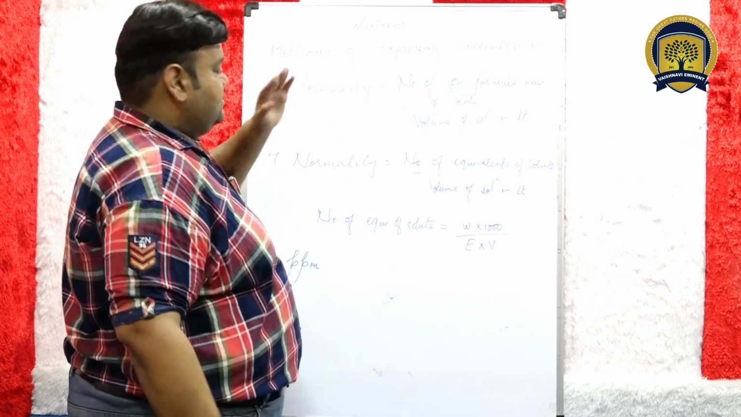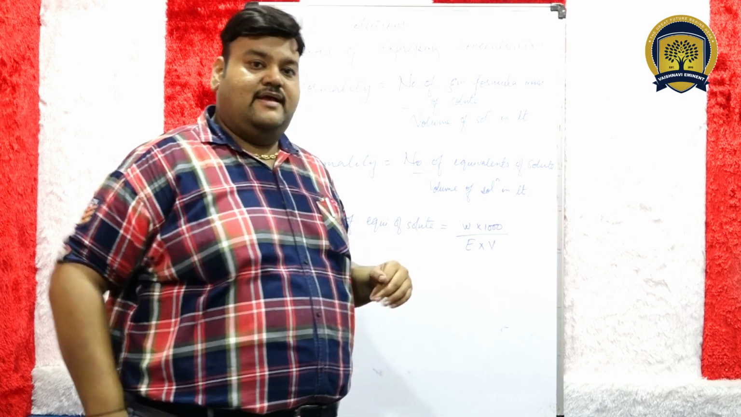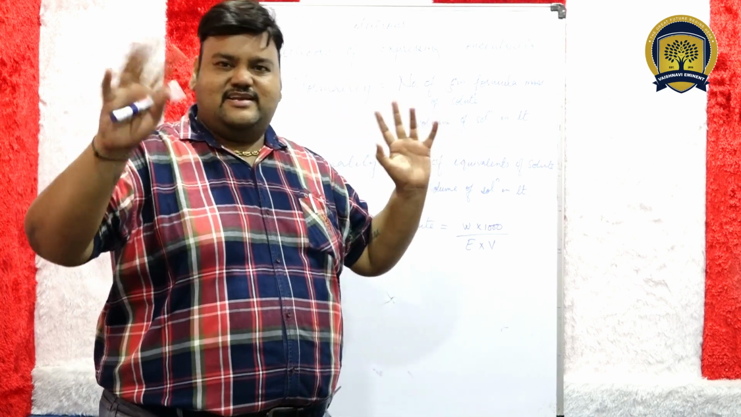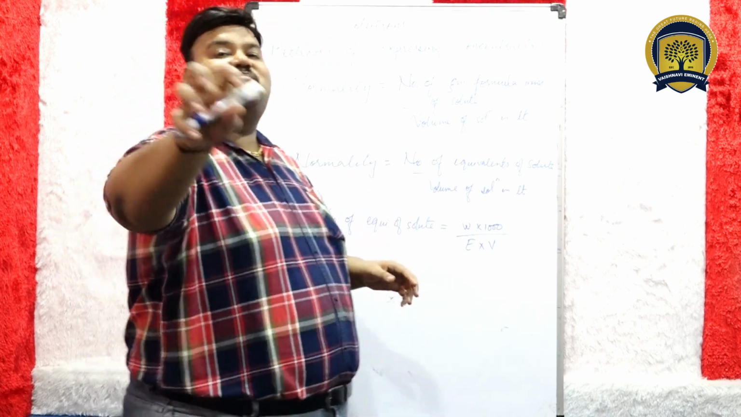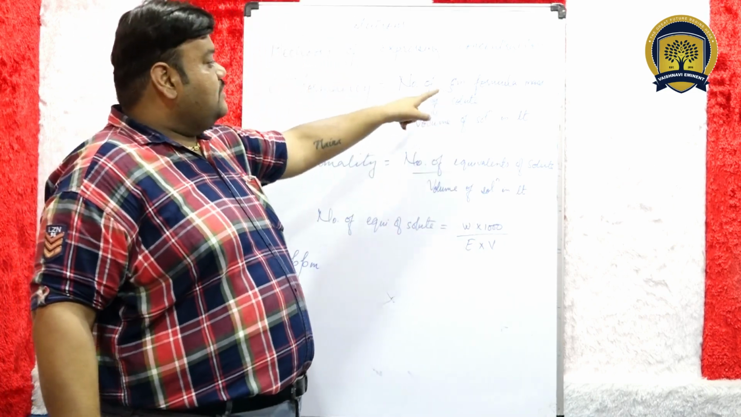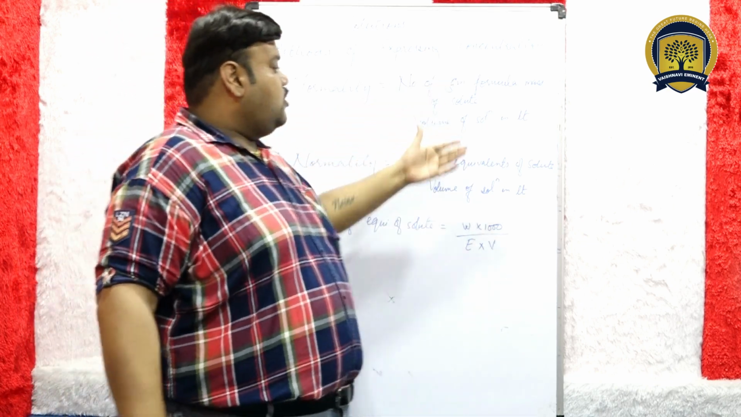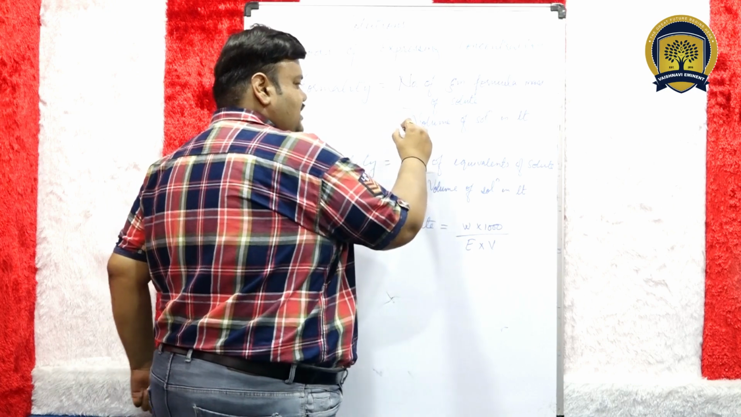Okay, next is formality. The word is formality. Don't try to say this word in different manners. So what exactly is formality? Formality talks about the number of gram formula mass of solute upon volume of solution in liters. Now I hope you have no problem with volume of solution in liters.